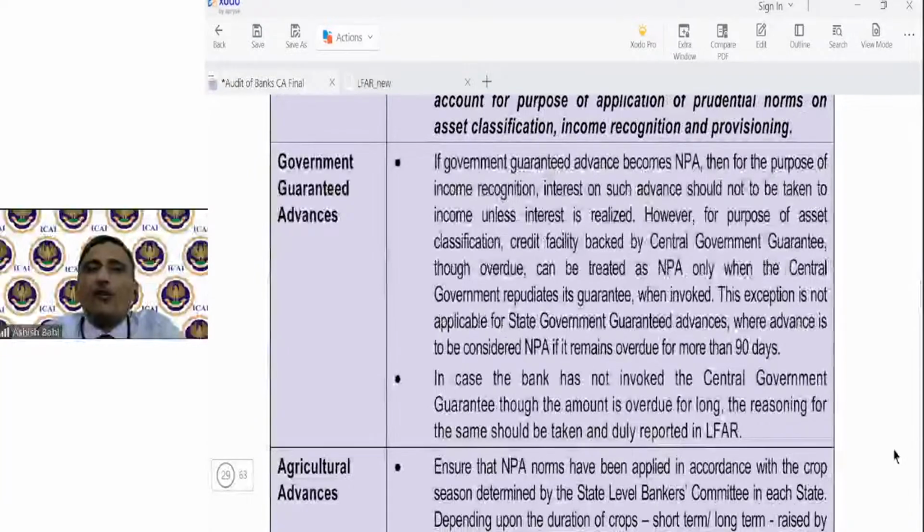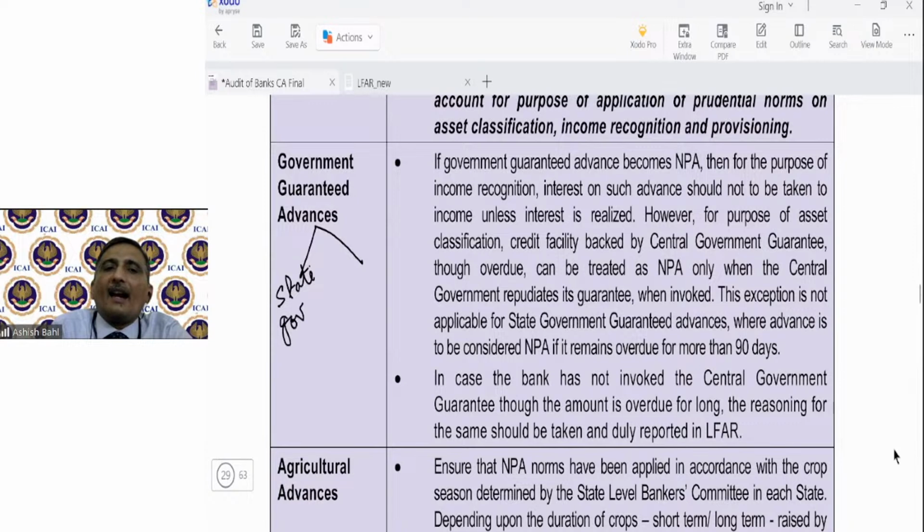Now in case of government guaranteed advances, what happens? In case of government guaranteed advances, there are two kinds of possibilities. One is advances guaranteed by the state government, and the other is advances guaranteed by the central government.